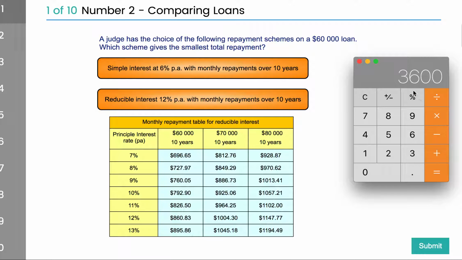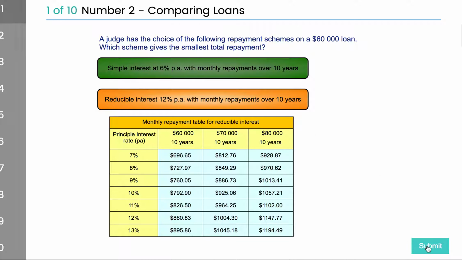Okay? So that tells us that every year, because it's per annum, we have to pay this amount of interest, 3,600. And we're going to have the loan for 10 years. So that's 36,000. And we have to pay back what's called the principal, or the actual loan amount itself. So we also have to pay back 60,000. So the total amount we're paying back is going to be 96,000. So it's slightly cheaper than the reducible interest 12% option, because I think that was 103,000. So the cheapest one here is the top one.